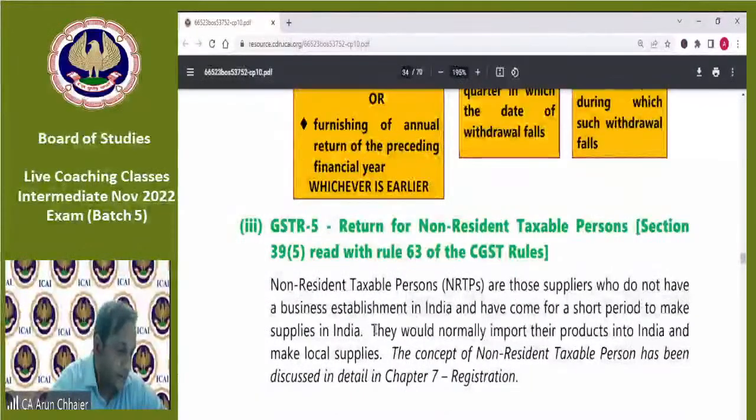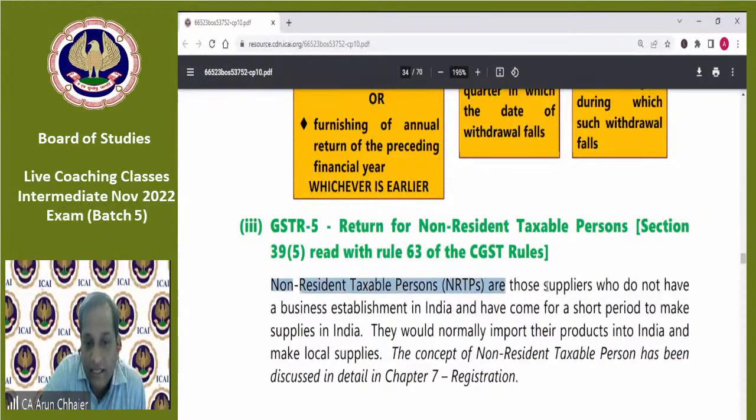What is the GSTR 5? Non-resident taxable person, NRTP. In short, we say NRTP, non-resident taxable person. Section 39, subsection 5, read with rule 63. The non-resident taxable persons are those who do not have a fixed establishment in India and come for a shorter period to make supplies in India.